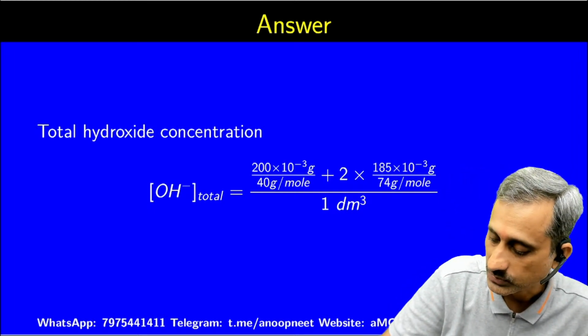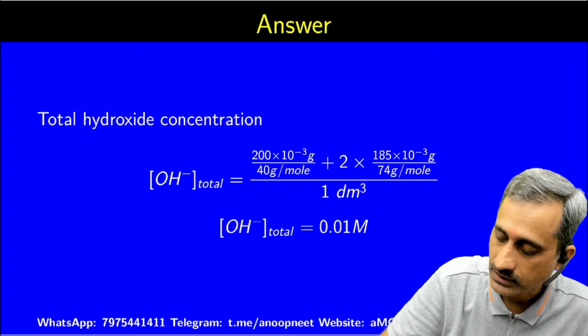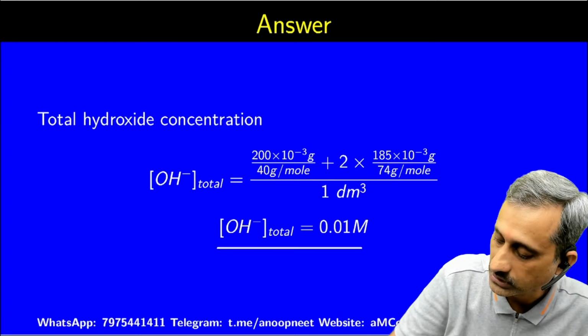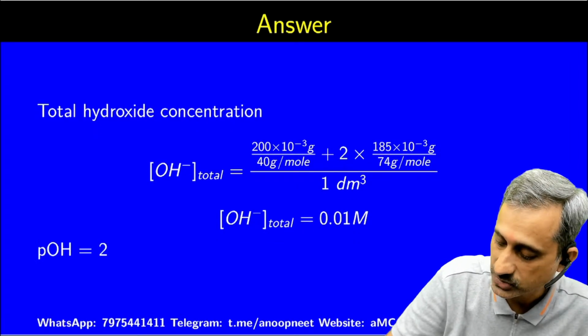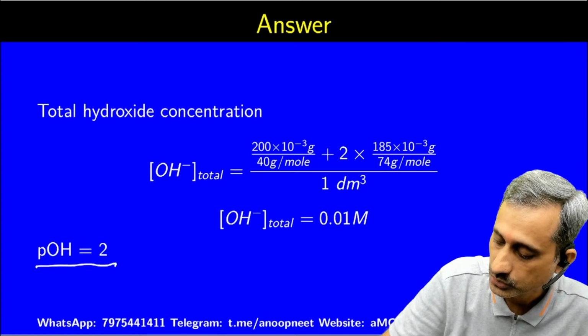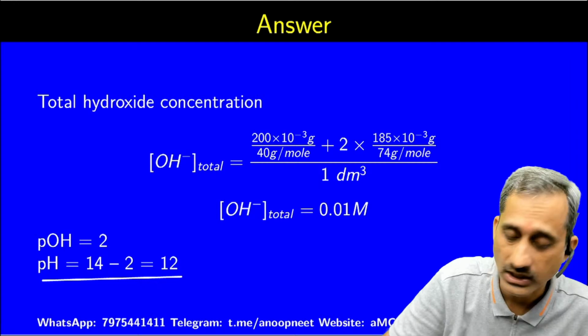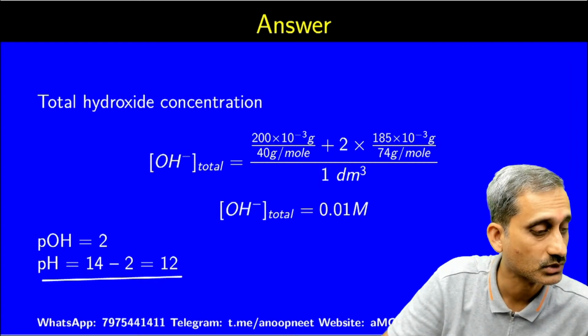Okay, so that's what we have as a total hydroxide concentration. Clear? So here the OH minus concentration is 0.01 molar, so we can get pOH. pOH is 2, and with that pH comes out to be 12. So the answer for this particular question is pH equal to 12.